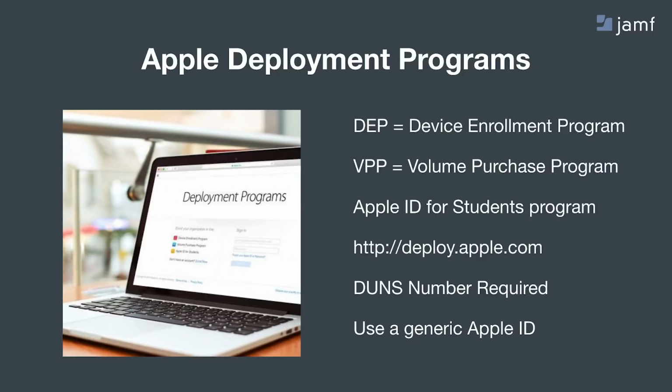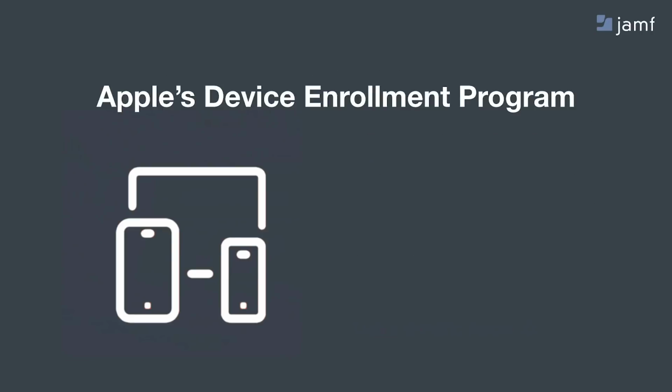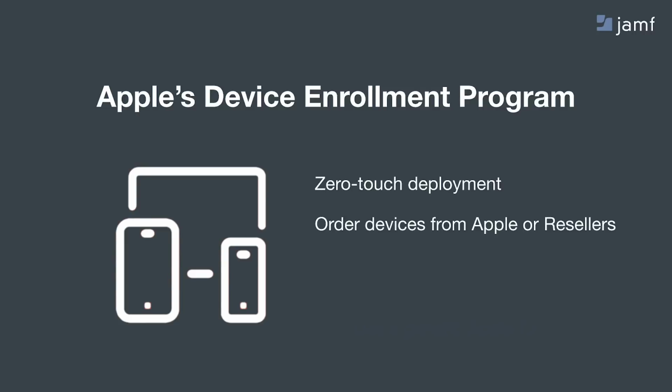So let's define what these programs mean. This first one, the Device Enrollment Program, or DEP. This is really what enables you to do zero-touch deployment. It allows you to unbox an Apple device, hand it to a user, and they will set it up on their own, and it gets configured automatically. The way it works is you simply order devices from Apple or from your resellers, and they're linked to your Apple customer number. And then enrollment happens during setup.